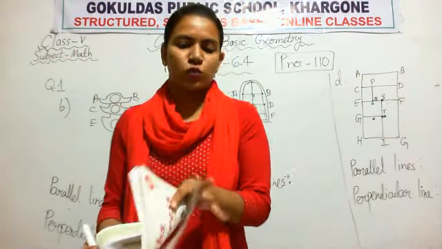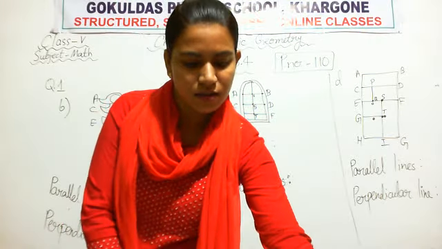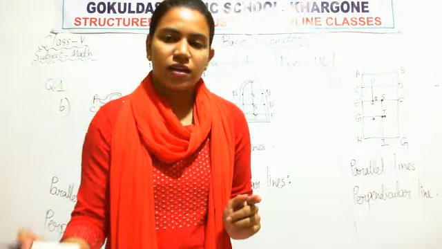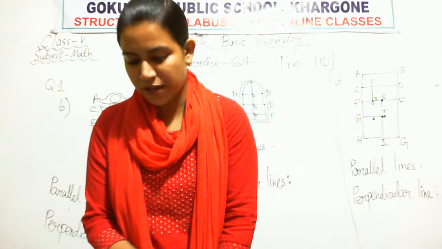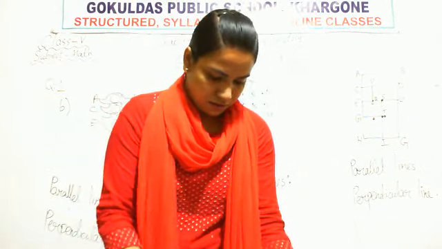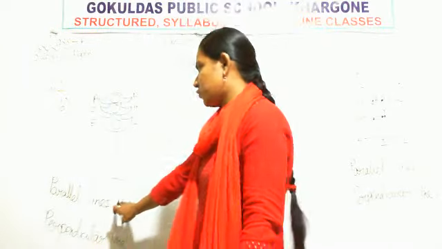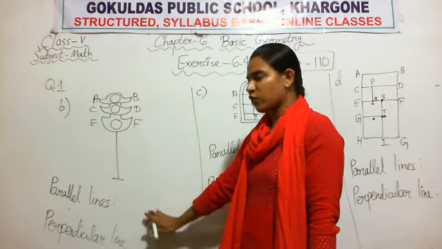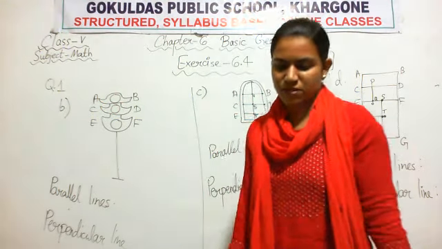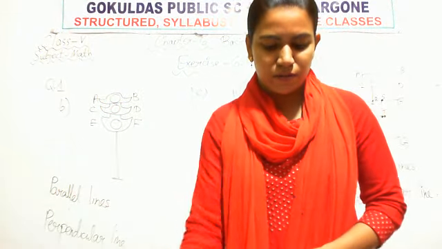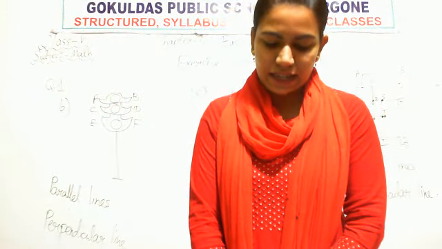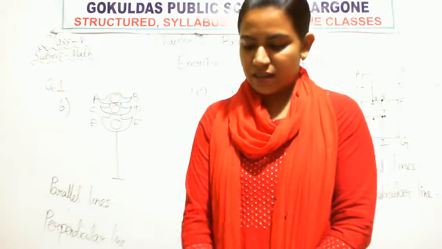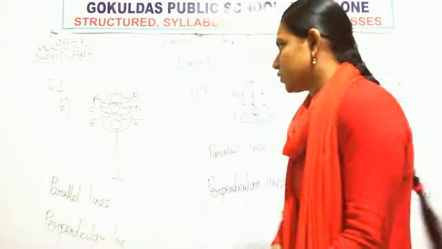I explained both the types of lines to you. I explained one question also. Now try to solve the remaining by yourself. You just need to identify the parallel lines and perpendicular lines, and just write the names. Okay, now question number 2. Identify the right angles, acute angles and the obtuse angles in the given figure.